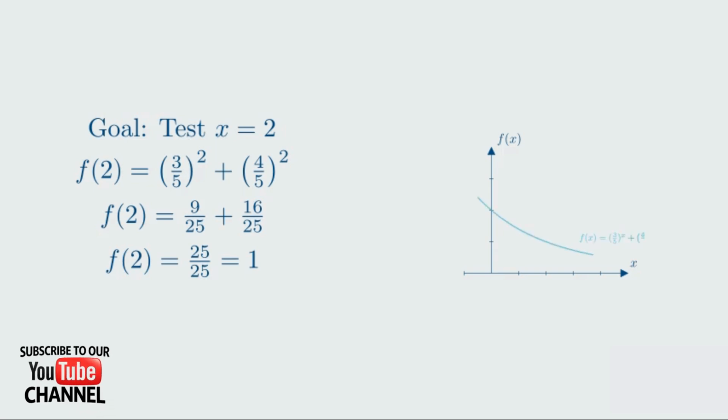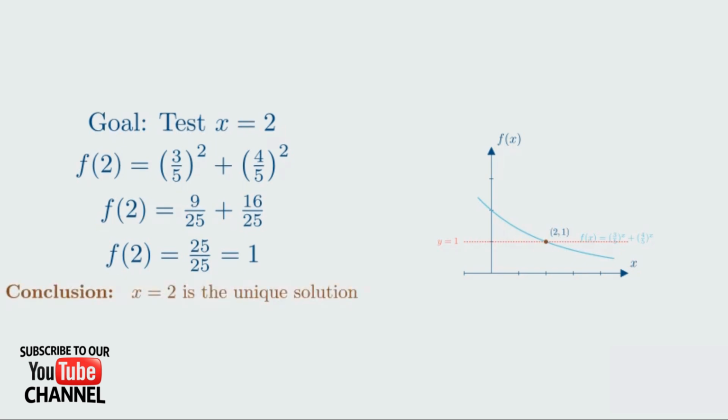Because we established that f of x is a strictly decreasing function, it can only take the value of 1 exactly once. A horizontal line at y equals 1 intersects the curve only at x equals 2. Therefore, x equals 2 is the unique real solution to the equation.